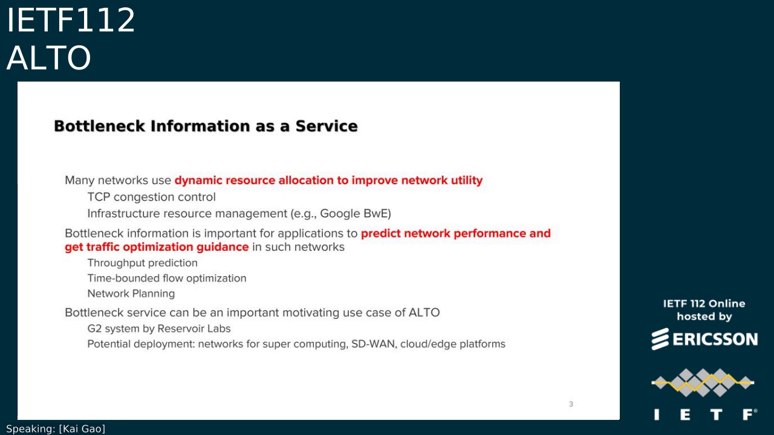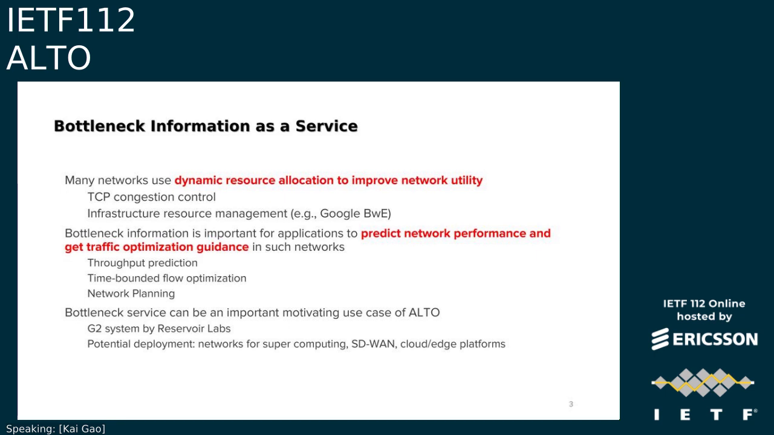Here we give an overview of bottleneck information as a service. We argue that the bottleneck information can be provided as an Auto service. First, many networks use dynamic resource allocation to improve network utility. For example, TCP congestion control allocates bandwidth resources, and it can be modeled as an optimization problem that dynamically allocates resources based on different attributes. Also, many cloud platforms and orchestration systems manage infrastructure resources using dynamic resource allocation. For example, in Google's WAN optimizer BWE system, they use some form of max-min fairness to allocate the resources between different flow groups.